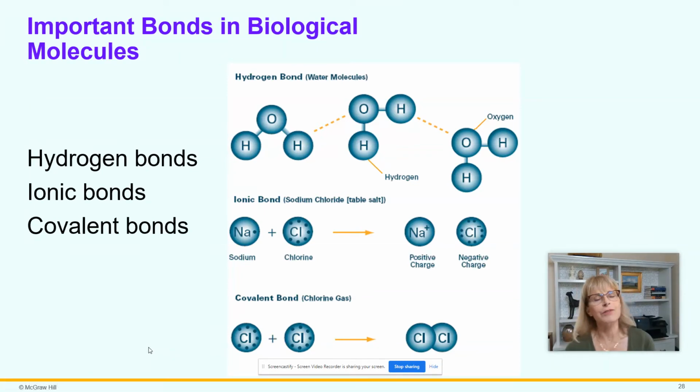All right, so we have started talking about important bonds in biological molecules, and by bonds, we mean the things that hold atoms together so that they can form larger structures. And I said that there were three kinds: hydrogen bonds, ionic bonds, and covalent bonds, and that the weakest kind of bond are hydrogen bonds, then ionic bonds, and the strongest bonds are covalent bonds.